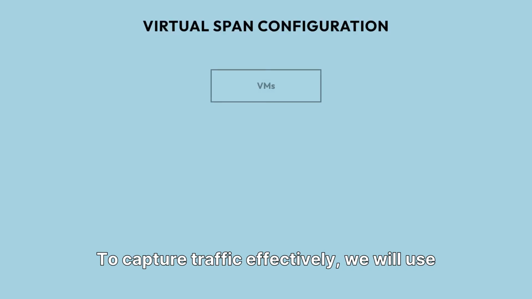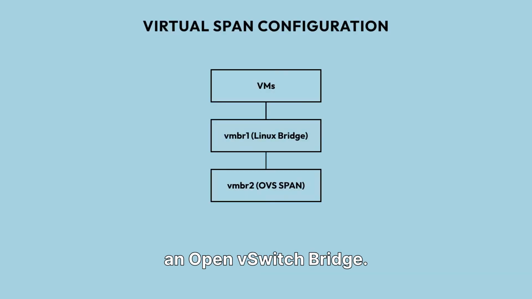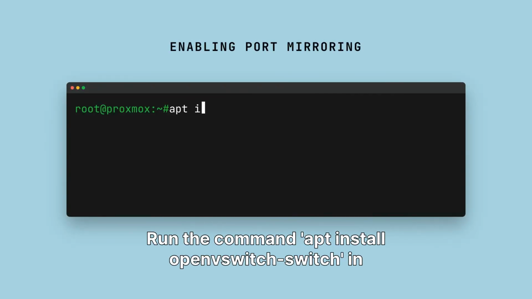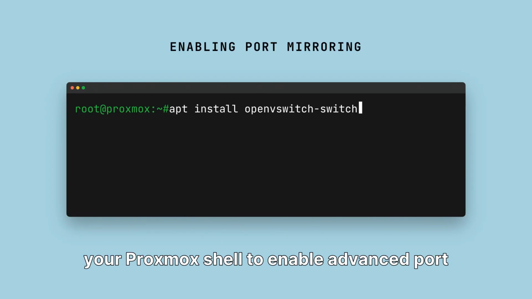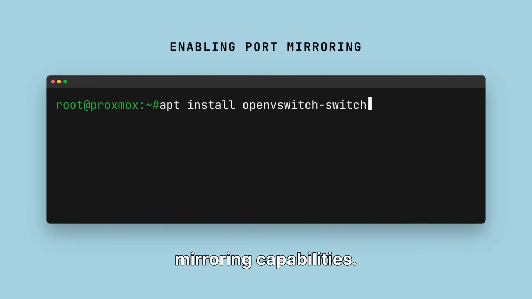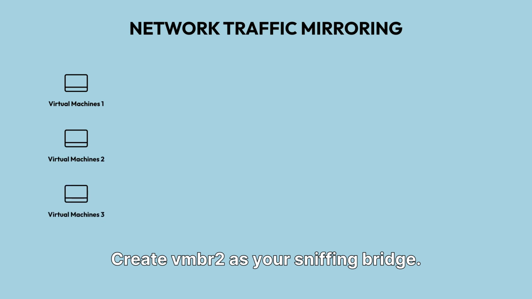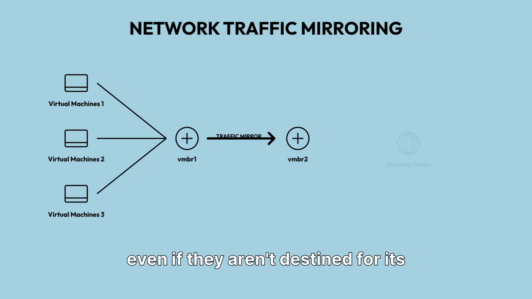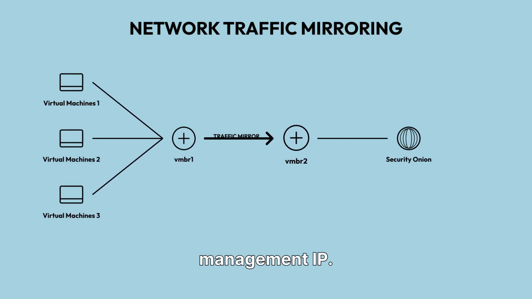To capture traffic effectively, we will use an Open vSwitch bridge. This acts as a virtual SPAN port for our monitoring stack. Run the command apt install openvswitch-switch in your Proxmox shell to enable advanced port mirroring capabilities. Create VMBR2 as your sniffing bridge. This ensures Security Onion sees all packets, even if they aren't destined for its management IP.